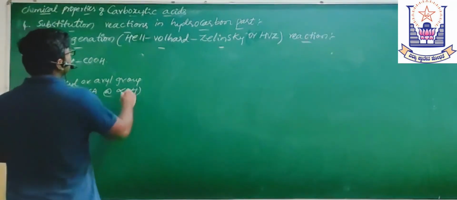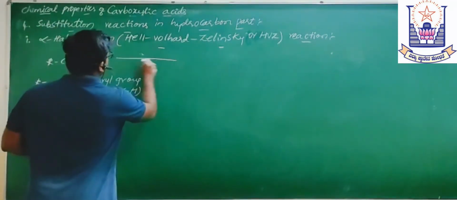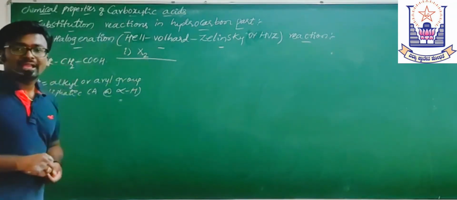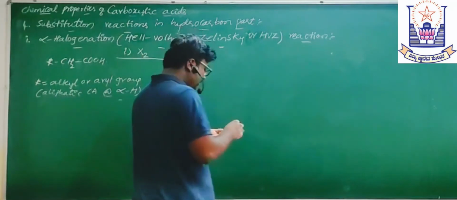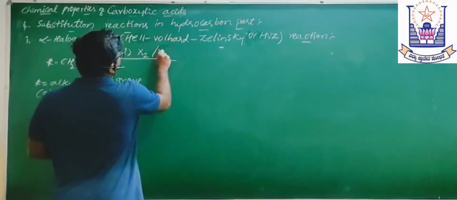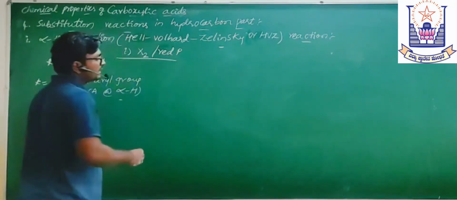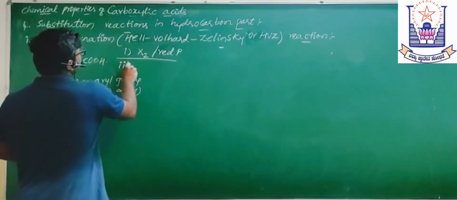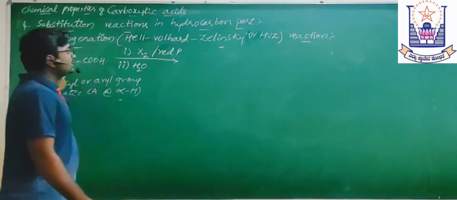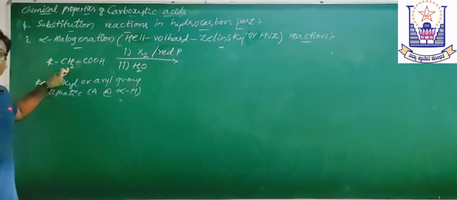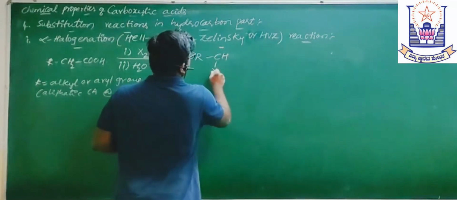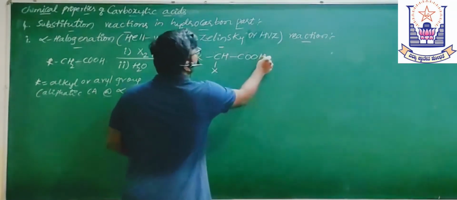When treated in the first step with X2, meaning halogen, where X is chlorine or bromine only, in the presence of red phosphorus, followed by hydrolysis, you can see that one of the alpha hydrogens will be replaced with X, that is, halogen. The remaining part remains as it is.